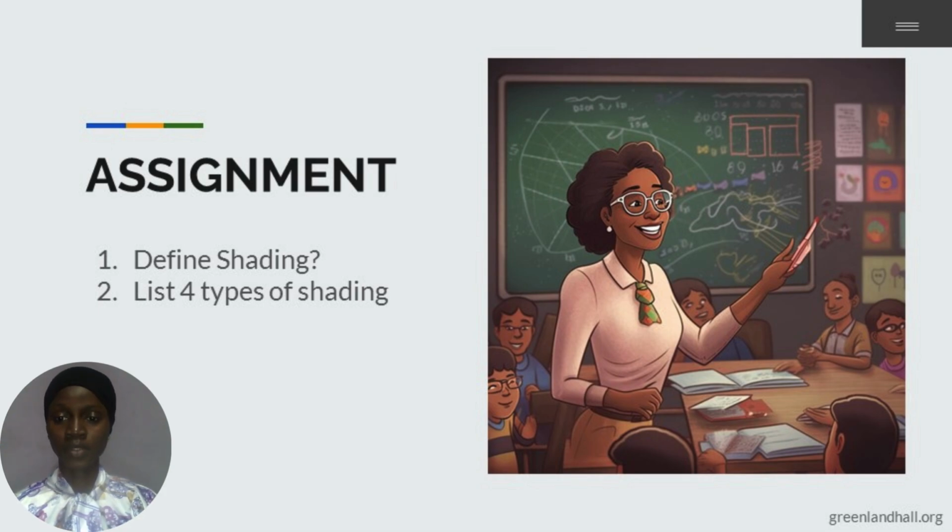Here are the assignments for the week. Number one, define shading. And number two, list four types of shading or list four shading techniques.